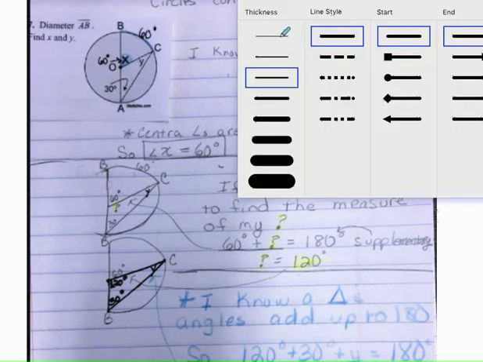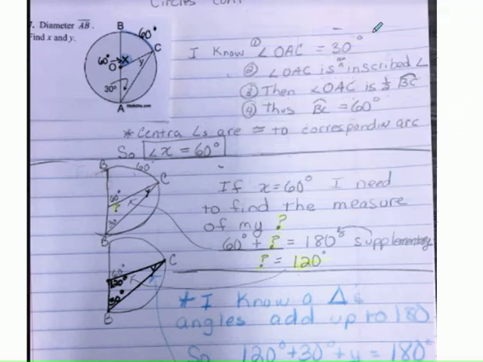All right, so let's talk about my work for number 7. So this is number 7 in the inscribed circles. You're given this information here, diameter AB, find x and y. So you start with what you know.